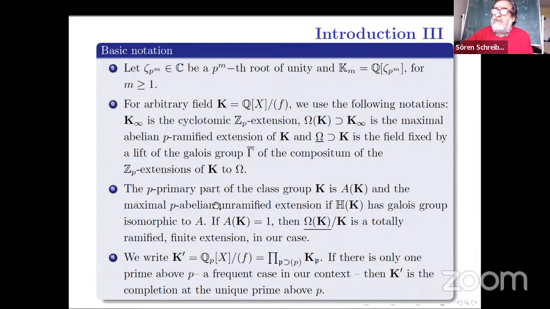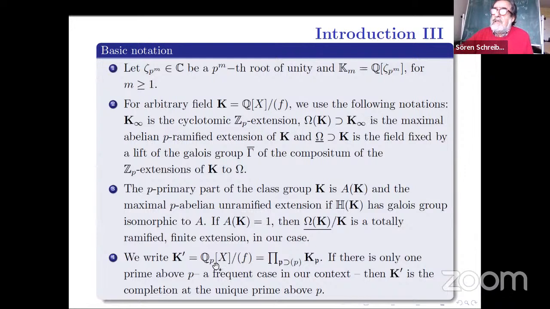I write, as usual, A of K for the p-primary part of the class group, and Hilbert class H of K is the maximal p-abelian unramified p-extension. Again, there's a p missing here, so everything is paired. If the p part of the class group is trivial, then omega underscore K is totally ramified. There's no unramified extension to expect there.